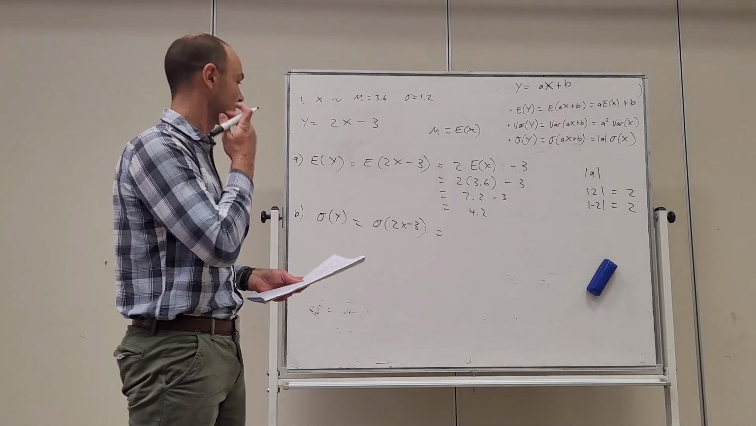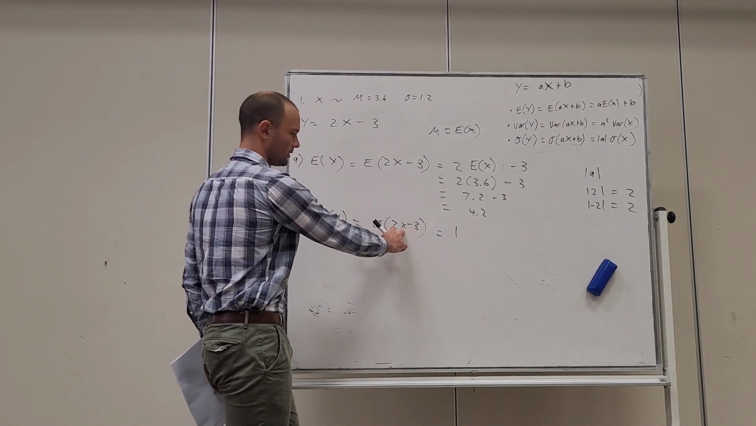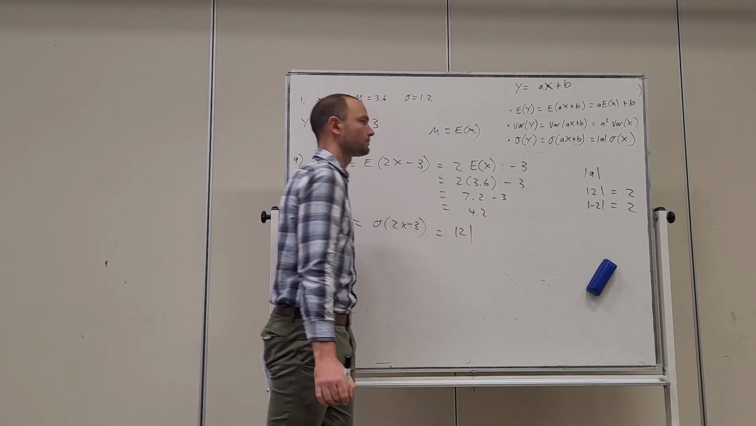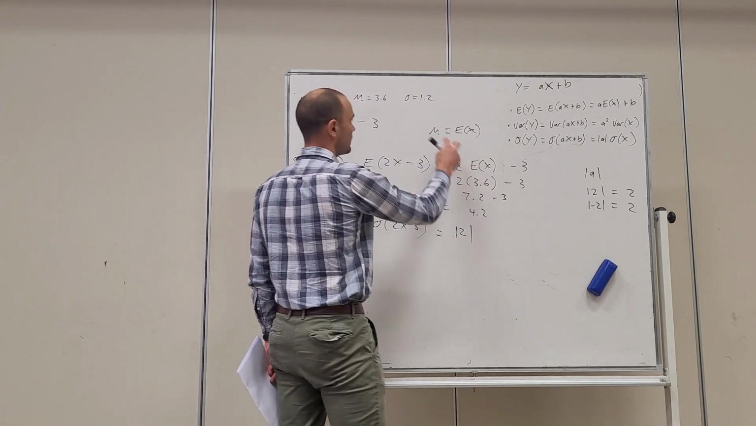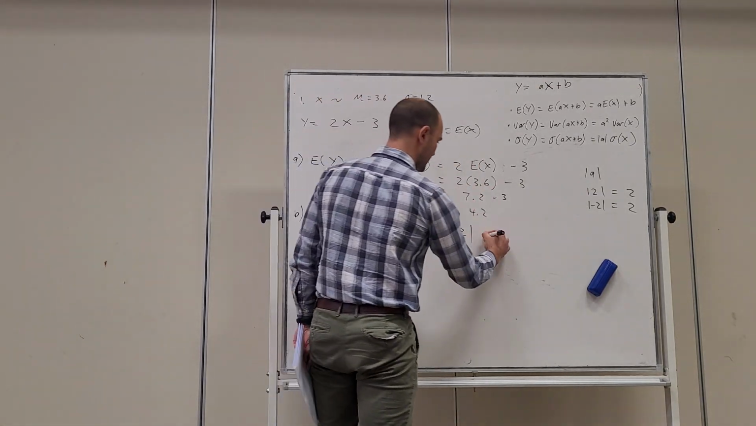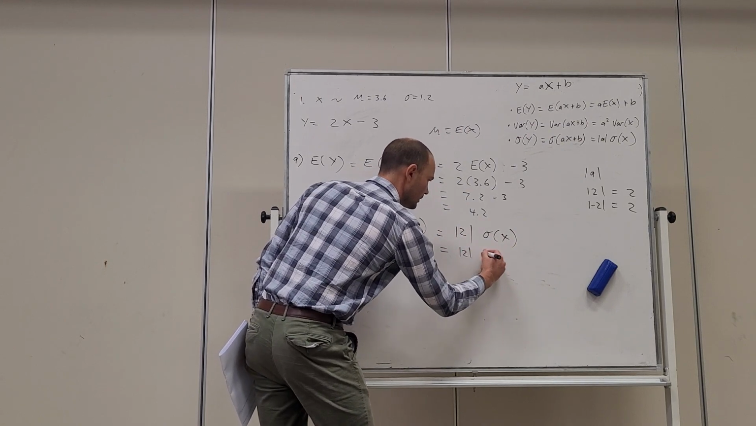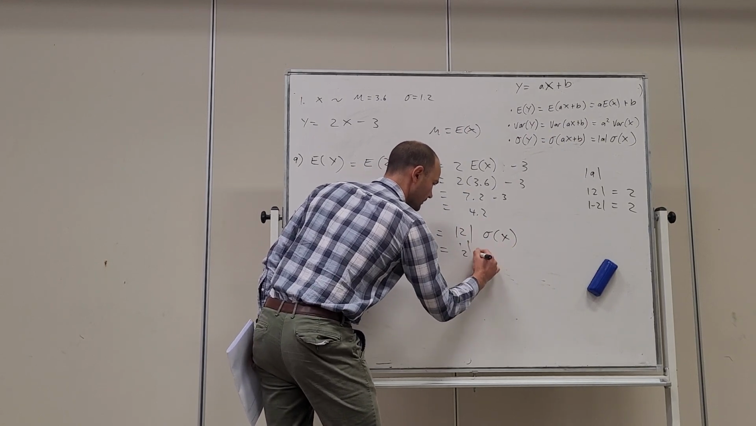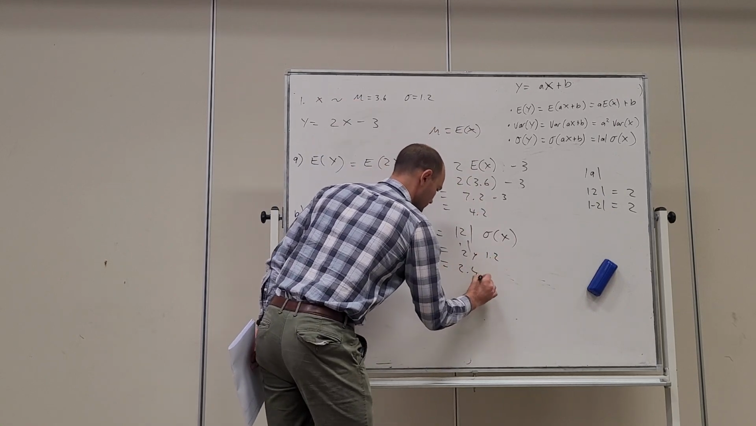That's what modulus means. So we're going to have the modulus of the coefficient here, the modulus of 2, times the standard deviation of x. I'll write it like this first: modulus of 2 equals 2, and then the standard deviation of x is 1.2. That gives us 2.4.